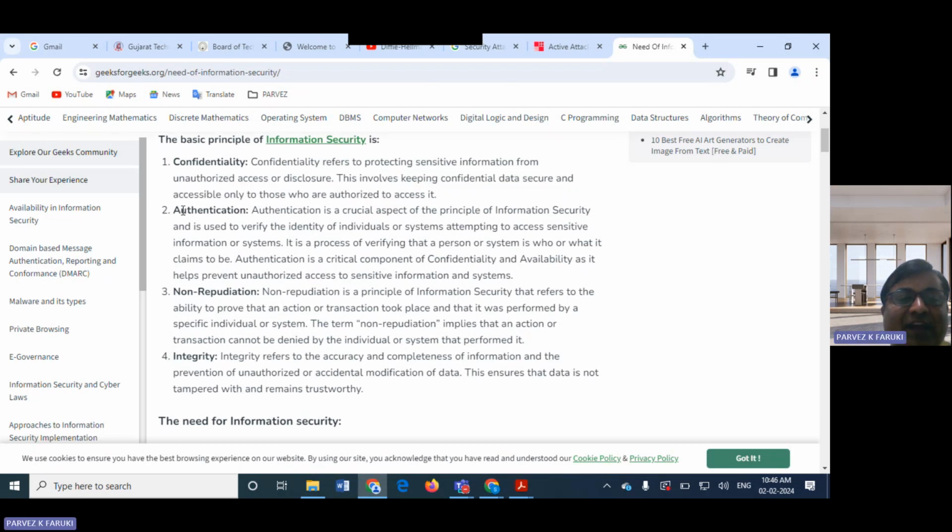Then the second attribute is authentication. If Alice is Bob's client, then Alice will always have a username and a password. Username is Alice's identity.